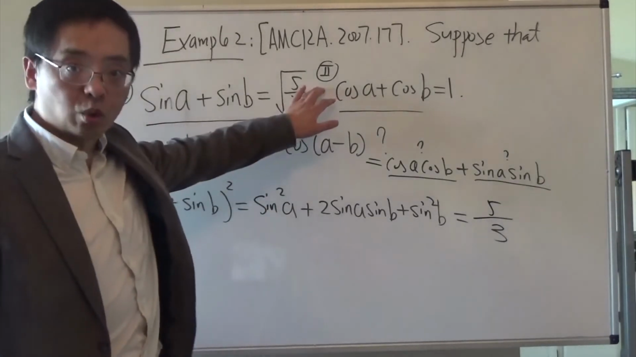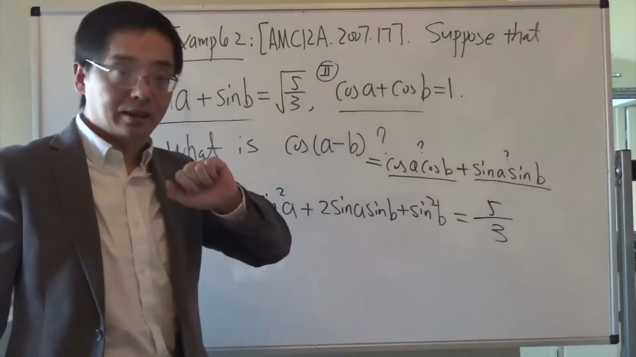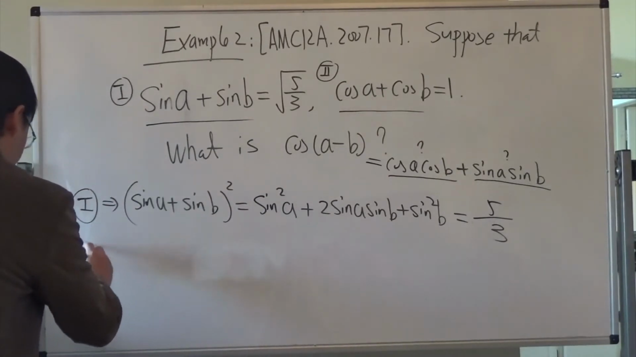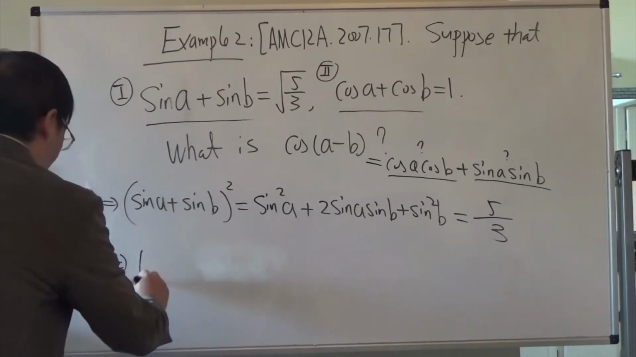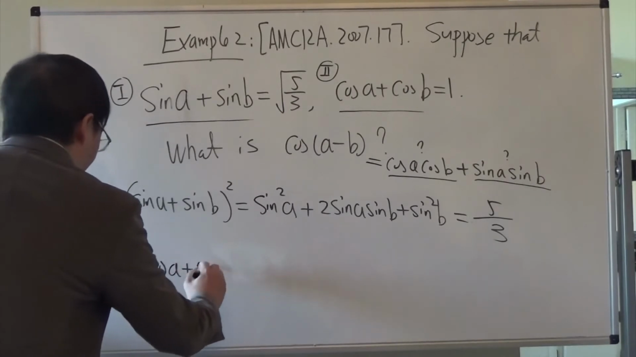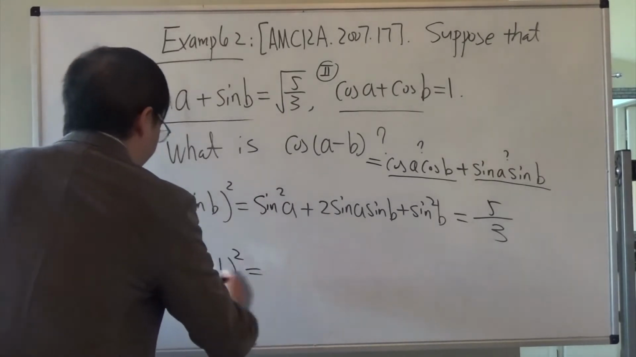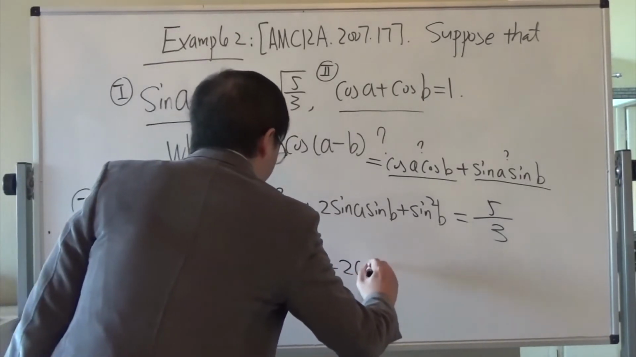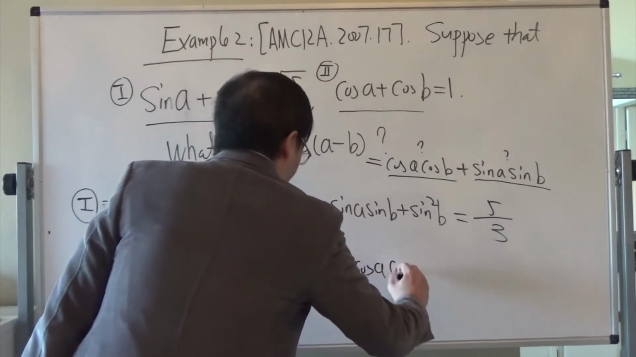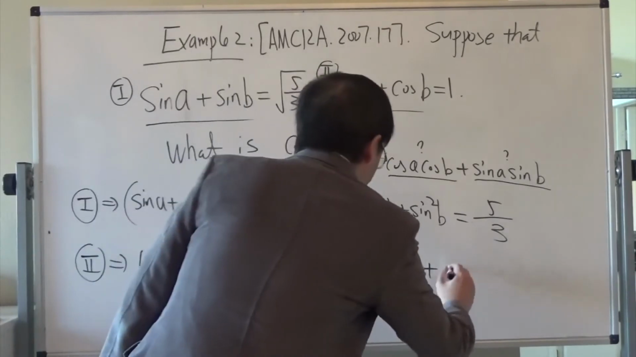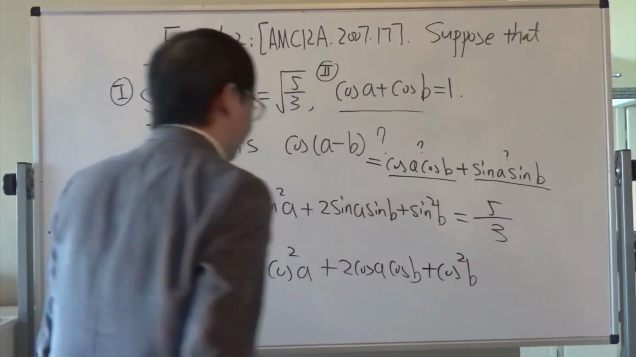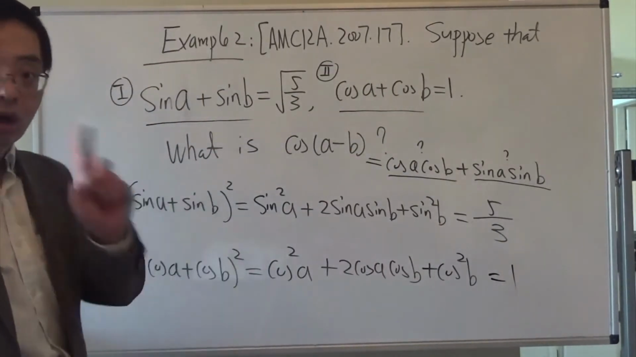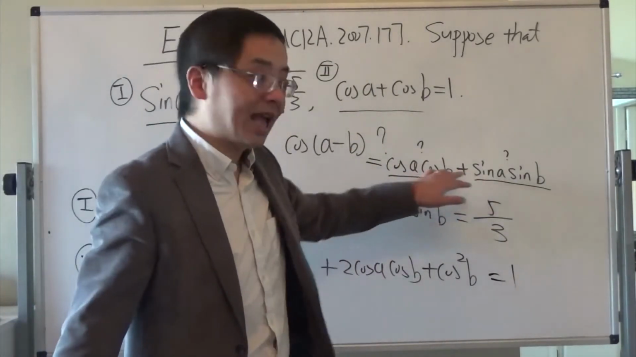Then let's take the square of the second equality. So from 2, I take the square on both sides, so (cosine A plus cosine B) squared equals cosine A squared plus twice cosine A cosine B, and then plus cosine B squared. This equals 1.